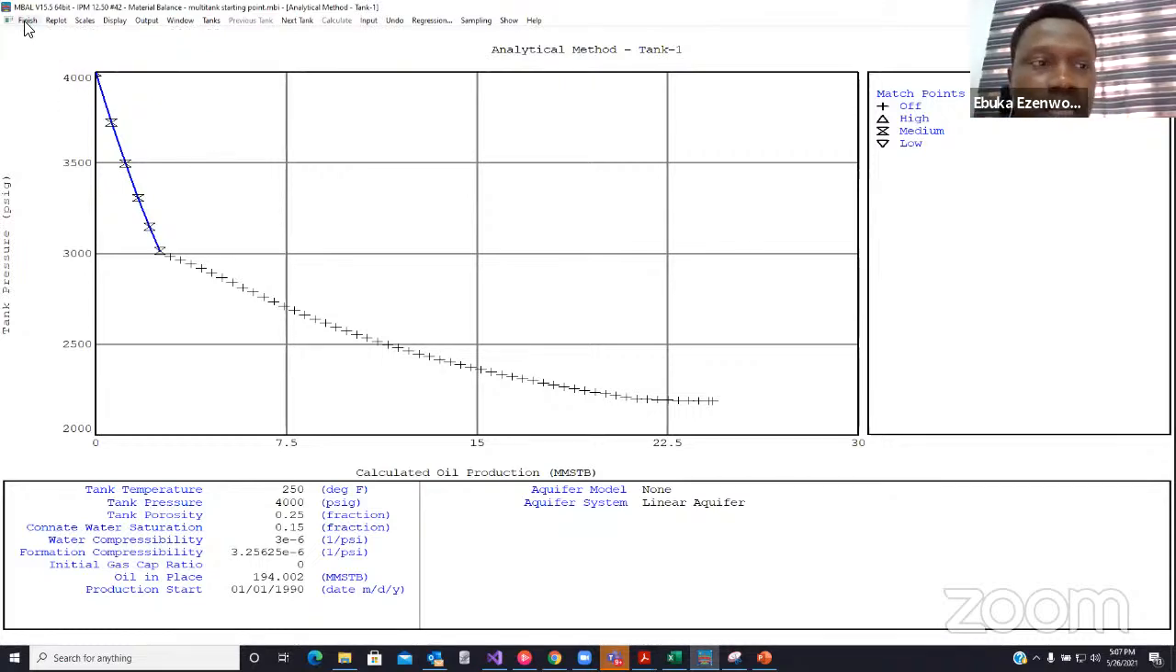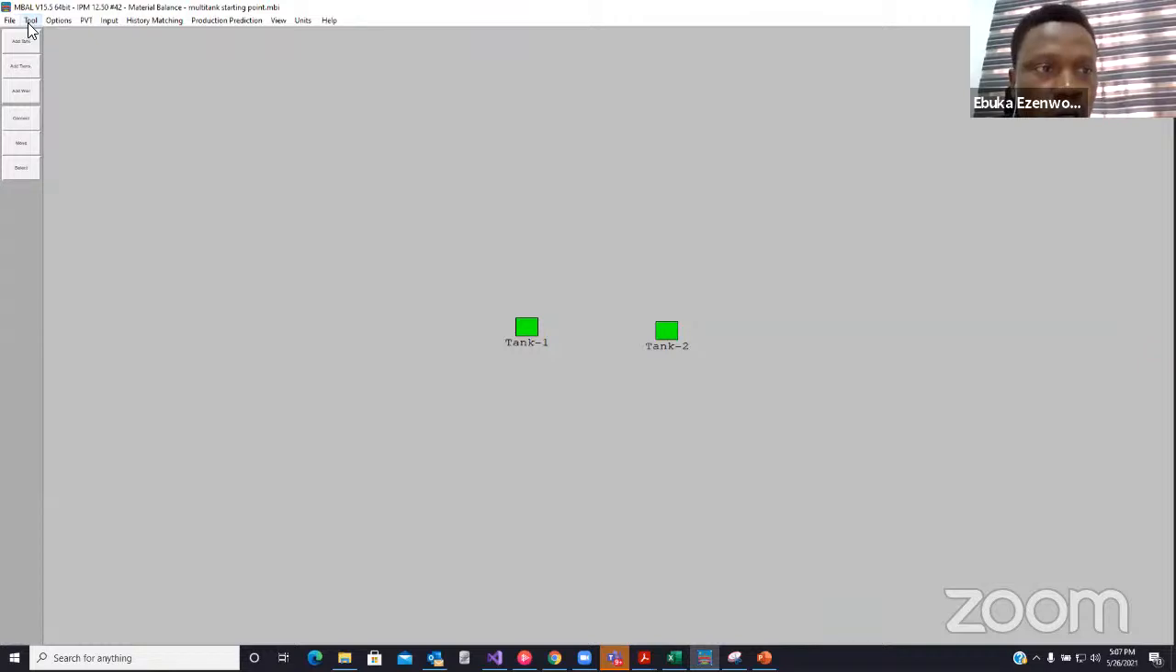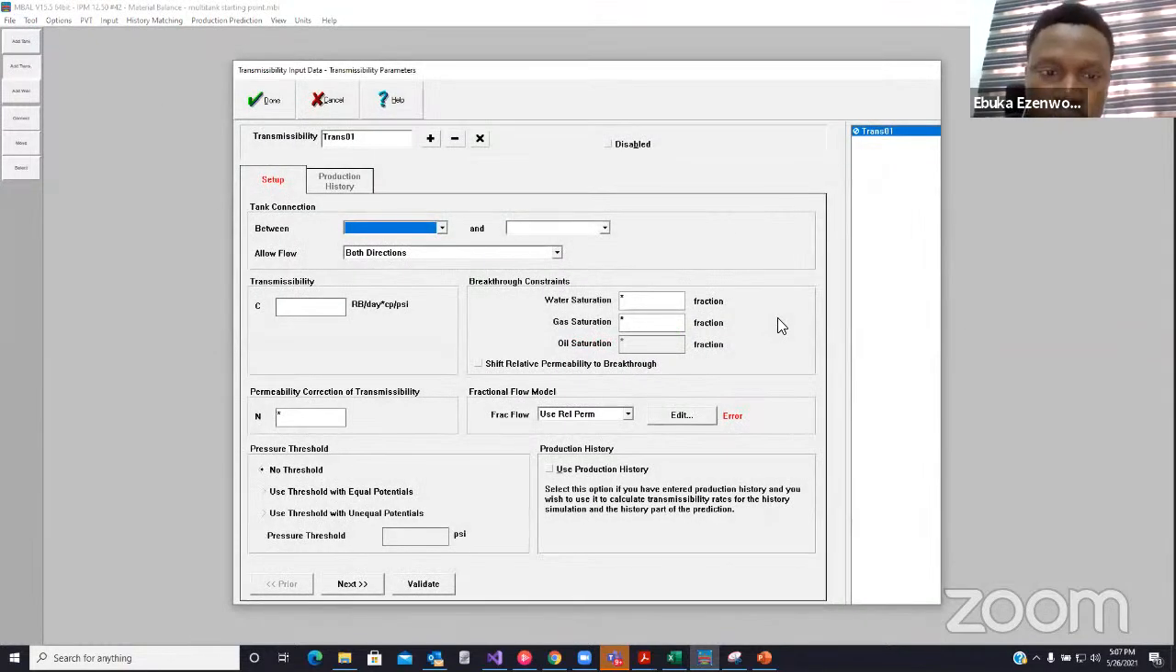So the next thing I'm going to do now is, my geologist has told me, okay, we've analyzed and we've concluded that there is a communication between the 2 tanks. So I'm going to bring in transmissibility. The geologist must have done fault analysis and then have been able to give me that initial guess of what transmissibility value to start with. So all I need to do is to bring my transmissibility and add it in between these 2 tanks, and then define the connection, which is going to be between tank 1 to tank 2.